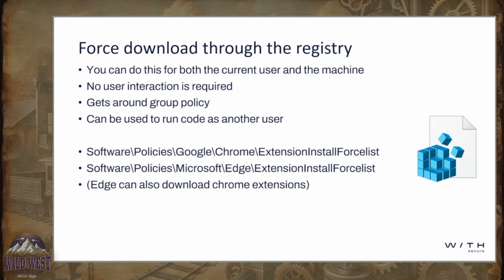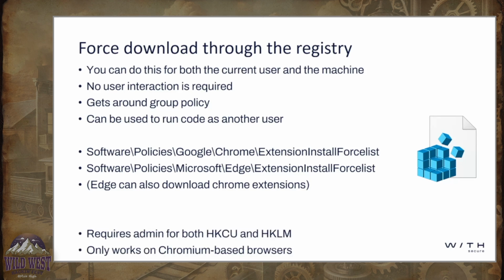I should also note that Chrome can only download extensions from the Chrome Web Store, but Edge can download from both the Chrome and Edge app stores, which is nice. And when we look at the registry key, I'll explain the nuances for that. The downsides to this technique are it requires admin privileges for both HKCU and HKLM. So even if you want to force install for your own user, you're going to need admin for that. And it only works on Chromium-based browsers, hence why I only listed Chrome and Edge.